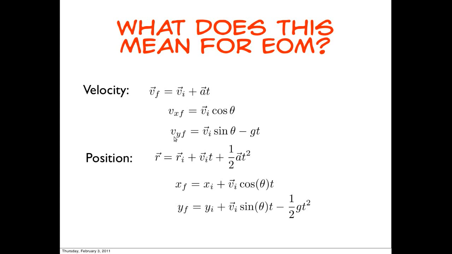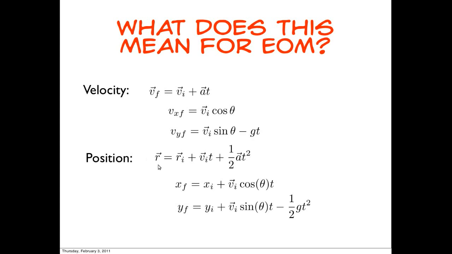In the y direction, we know that the final velocity will be equal to vi sine theta, which is the initial velocity in the y direction, minus g times t. This is because our acceleration in this case is equal to negative g, the acceleration due to gravity.